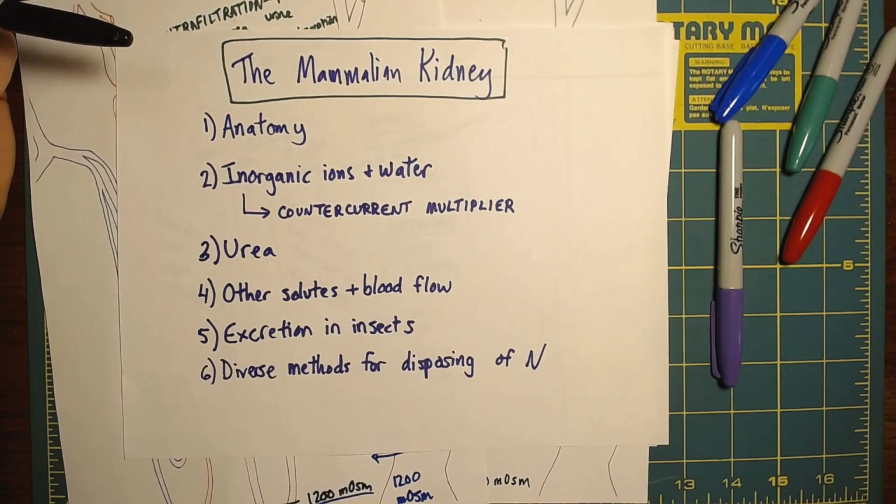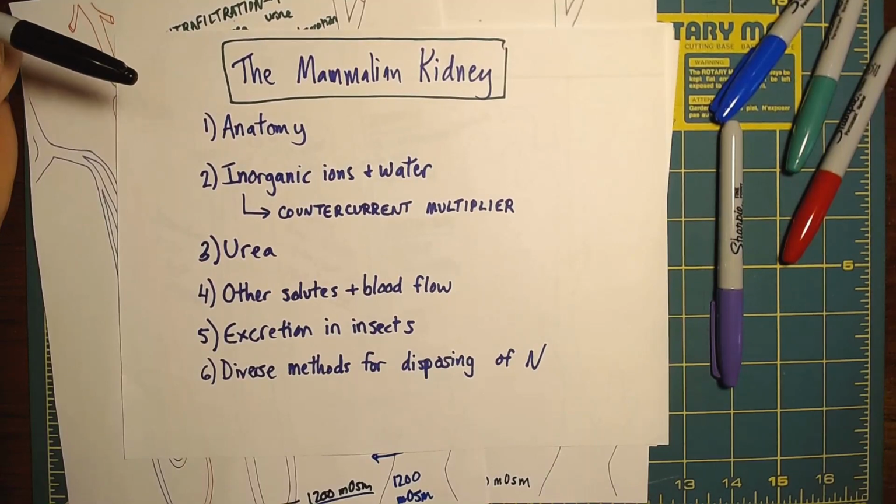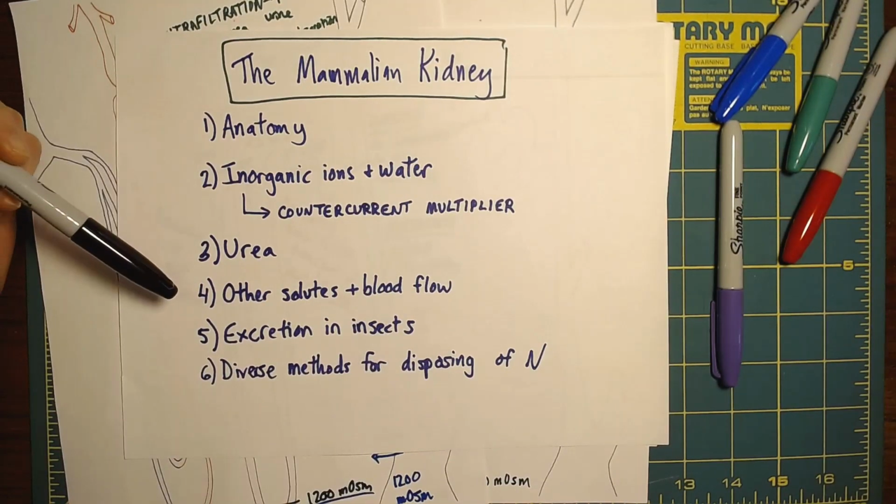So now we've seen how countercurrent multiplication can lead to an osmotic gradient in the interstitial fluids in the medulla, and that means that we can now take a look at the fate of urea. In this video, we're also going to cover the fates of other solutes and how blood flow factors in.